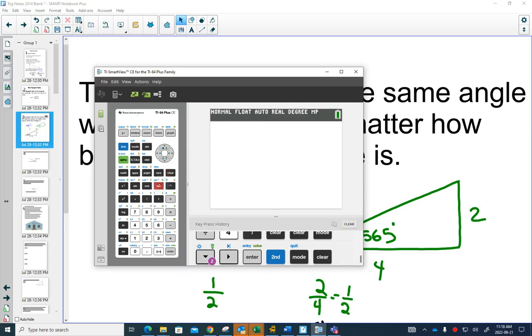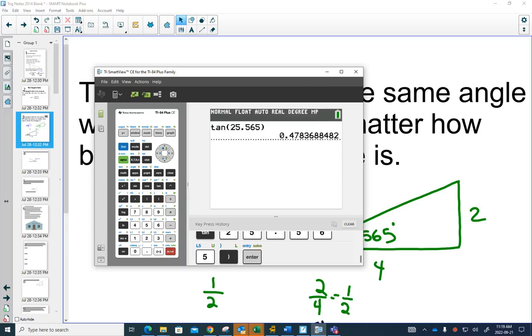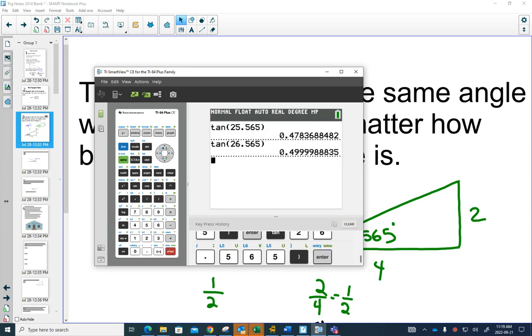If you push the tan button, which is on your calculator, find it somewhere, and we type in 25.565 and enter, we get 0.47. Rounded to one decimal place, can you see that that's 0.5? Oh, and that's what I did. Okay, tan. I did it again, 26.565. See if this is even closer to 0.5. Wow!